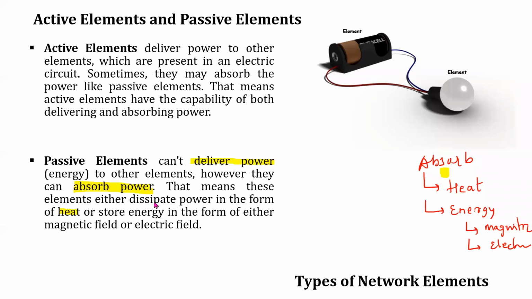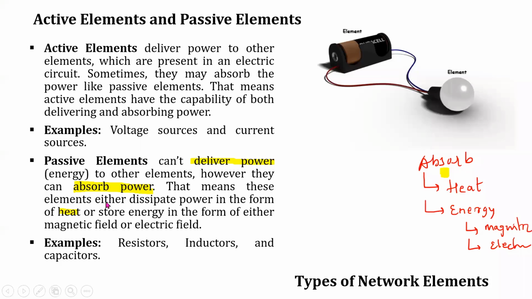All right. So in this figure, can you observe which is an active element and which is the passive element? Examples for active elements: voltage source, current source. Examples for the passive element: resistors, inductors, and capacitors. Not only these, there are many. So you will come to know in the next slide.